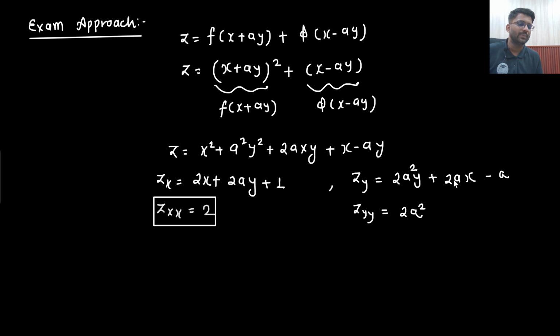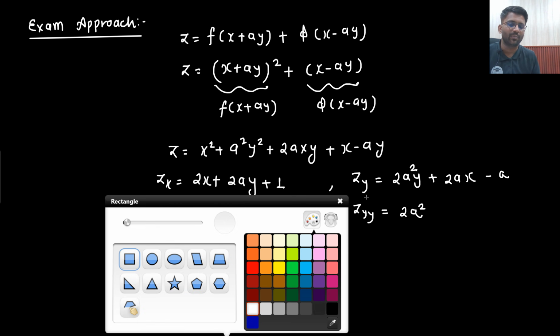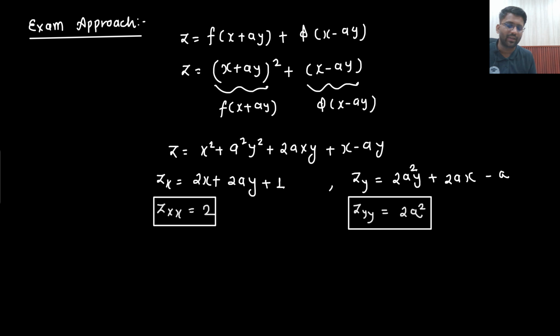Now again you differentiate with respect to y. So they will be constant. They will be gone. Right? And what you will be left with? Only 2a square. And differentiation of y will be 1. So zyy is coming out to be 2a square. And directly from here, what I can conclude? That zyy is nothing but a square into 2. And what is 2? That is nothing but zxx. There you go, option matching.